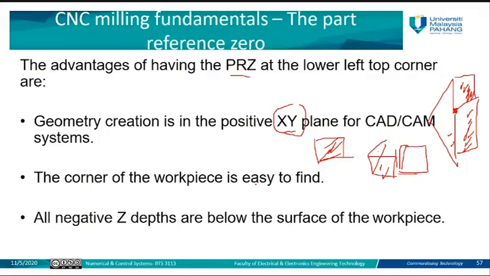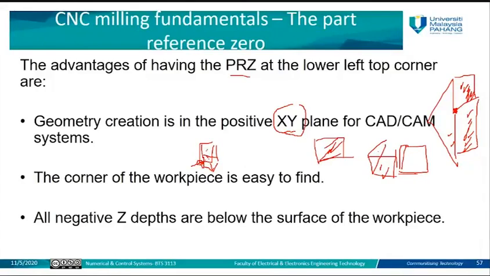The corner on the workpiece is easy to find. So the corner point, if you have a cubic, for example, and you want to select a reference point for your work, you take the lower left top corner, at this point, and this becomes your reference point. This point is easy to find, rather than going to find one point in the middle.